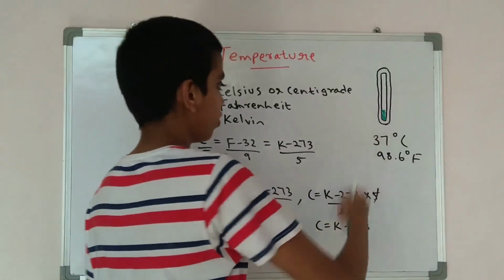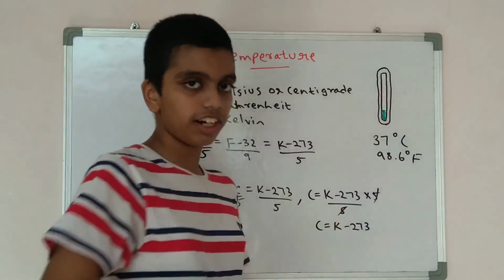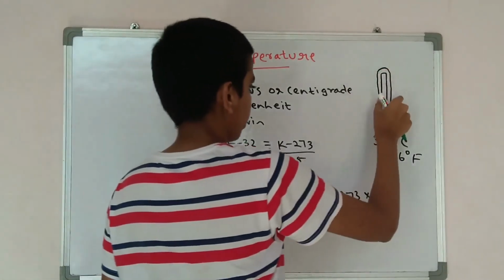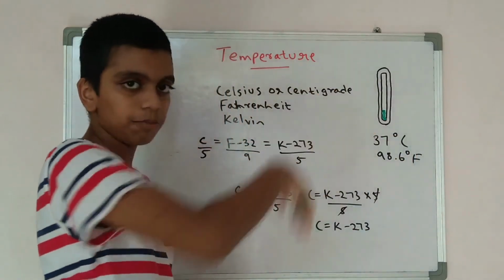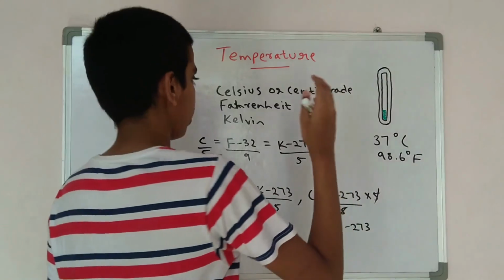When the heat outside decreases, the mercury contracts. It cools down and comes down. This is the working principle of the mercury thermometer.